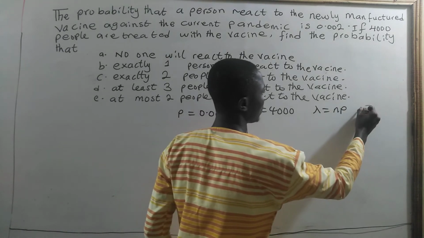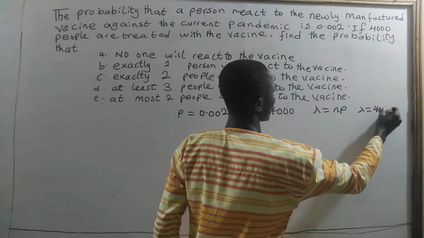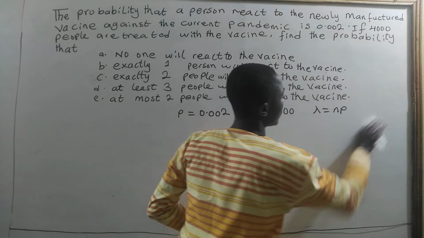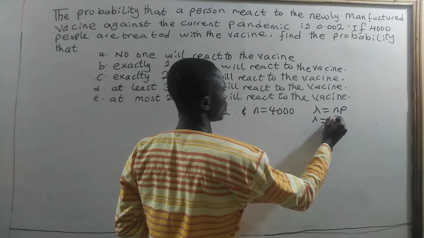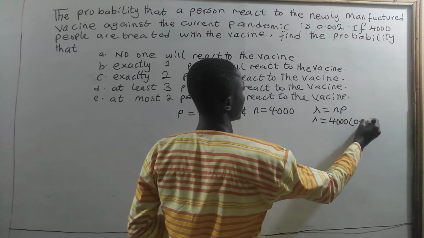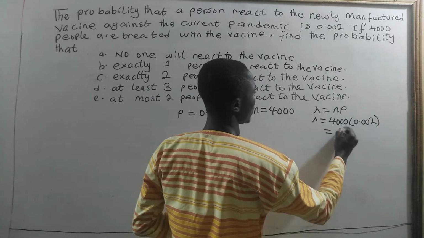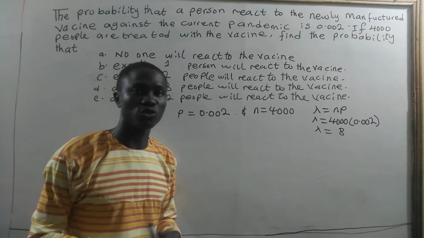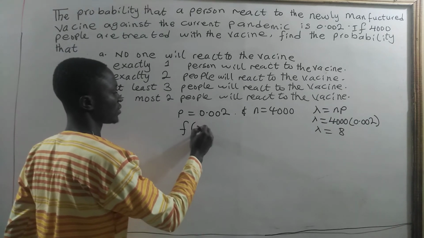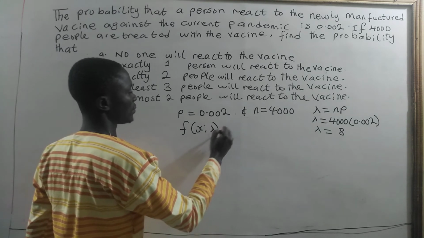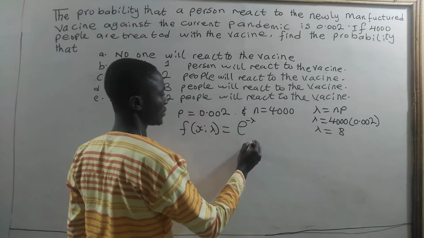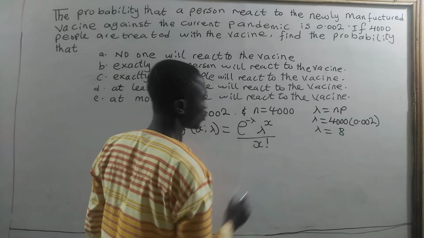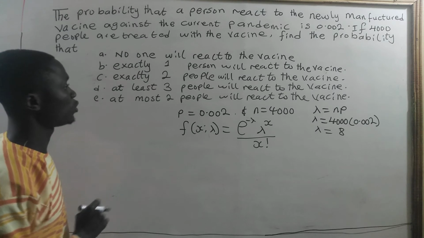So here we get our lambda equal to 4,000 times 0.002, which is equal to 8 as lambda. Now let us put the formula for the Poisson distribution. We have f of x, lambda, equal to e to the power negative lambda times lambda to the power x, all divided by x factorial. Very simple as that. So let's move to the question.